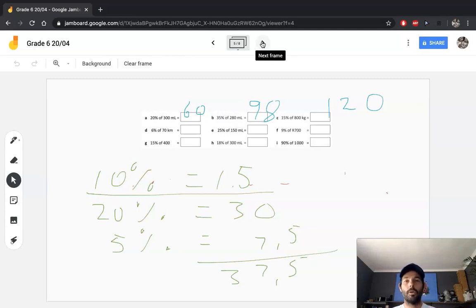Now I can check that, because if 1/4 is 37.5, to work out 100%, I just need to multiply 37.5 by 4, and if I do that, I get to 150. So there's a nice little checking strategy for you to use in doing that. All right.